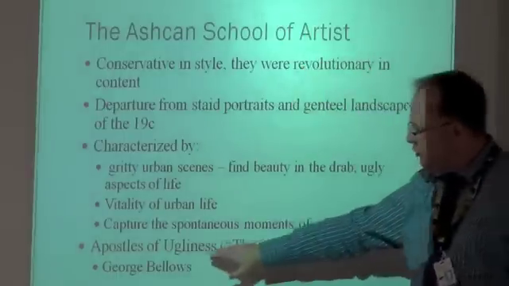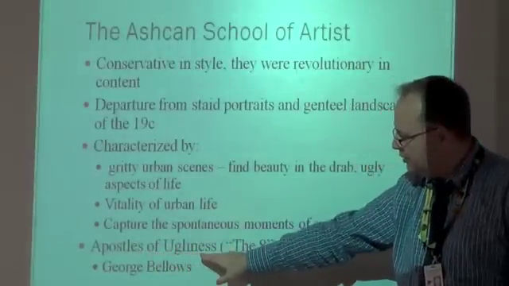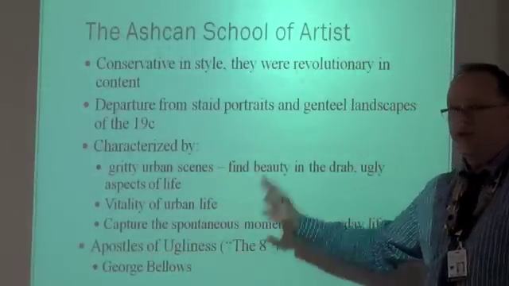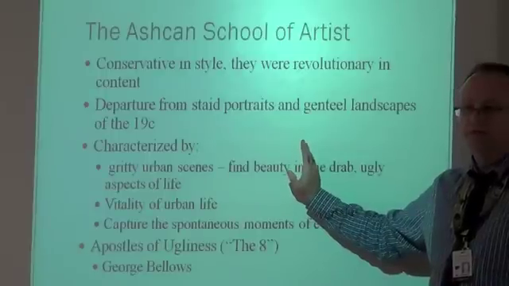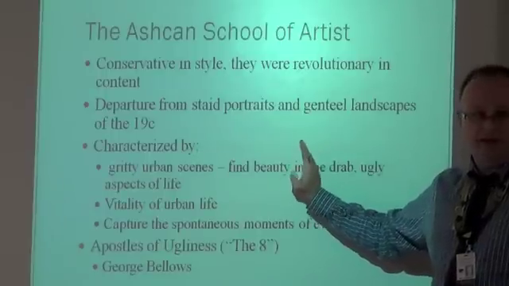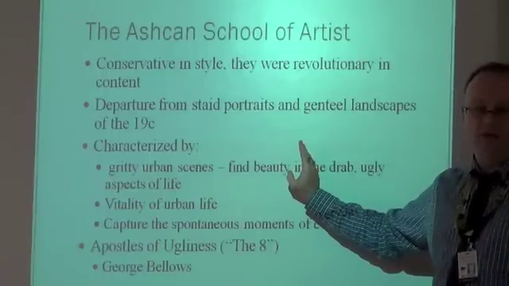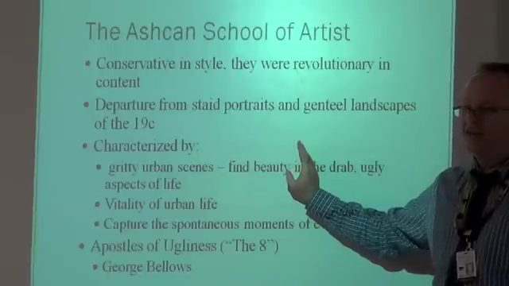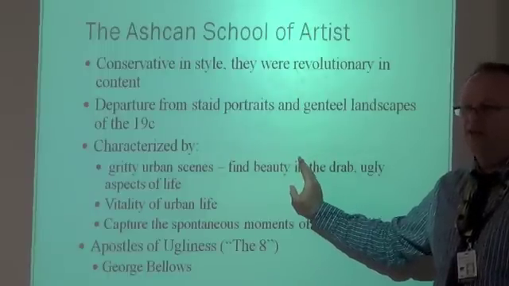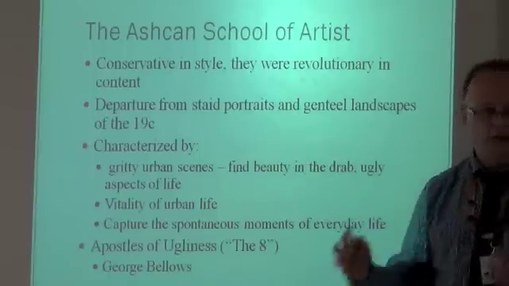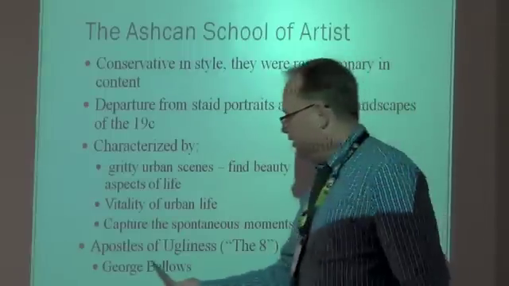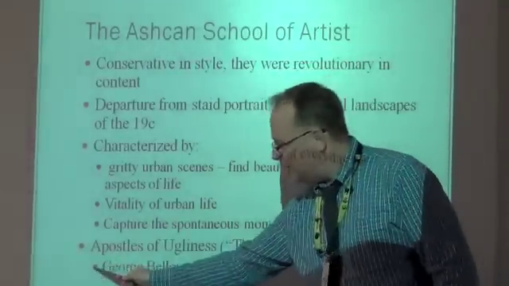These people, also known as the Apostles of Ugliness, or sometimes called simply the Eight, they were all in New York City. Right? This is a New York City movement, the Ashcan Art School. Again, no actual school like the Hudson River. It was just these eight men who all started painting right around roughly the same time. They became friends with each other.